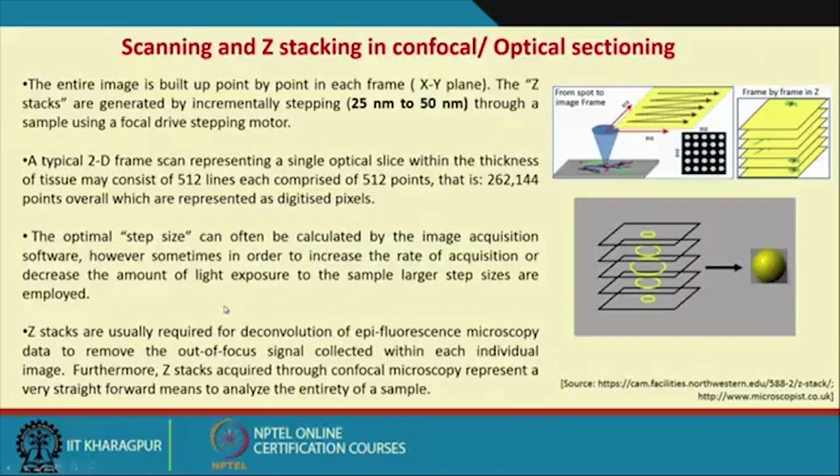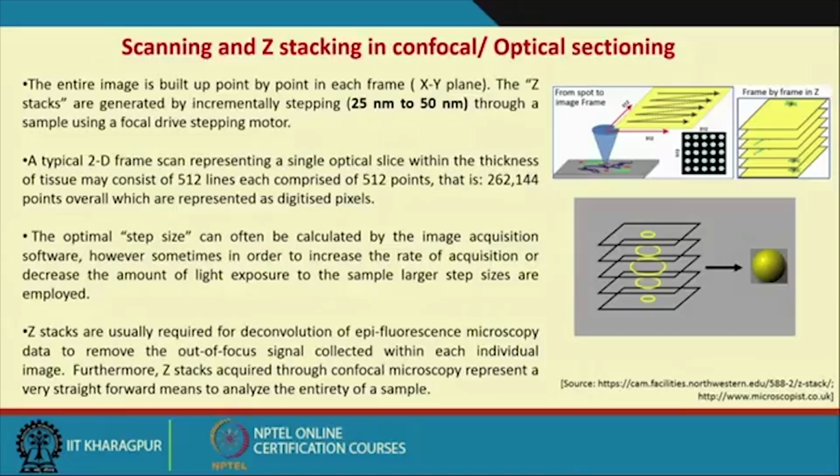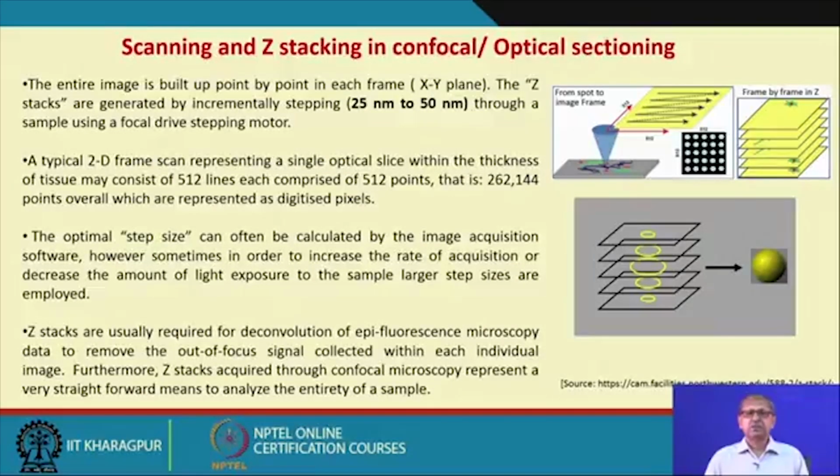So, how are Z stacks made to get the full image of the object or specimen? It is generally done by deconvolution of microscopy data to remove the out of focus signal collected with each individual image, and Z stacks acquired through confocal microscopy represent a very straightforward means to analyze the entirety of the samples. That means we can get a very sharp image, with no blurriness, and you can acquire the image very distinctly. Due to the pinhole of confocal microscopy, its sensitivity is also a little bit increased with respect to wide field microscopy.